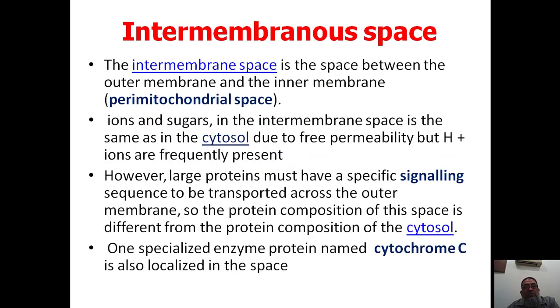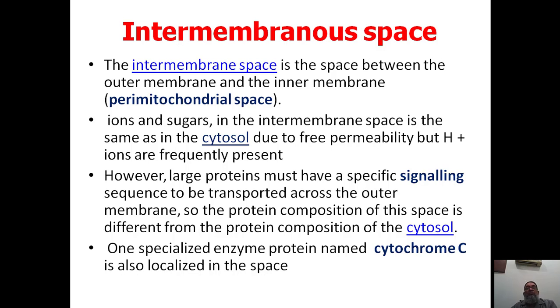Now intermembranous space, अब हम next बात करेंगे. The intermembranous space is the space between the outer and the inner membrane. It is also called the mitochondrial space. Ions and sugars in the intermembrane space are the same as that of the cytosol due to free permeability, but H ions are frequently present more.